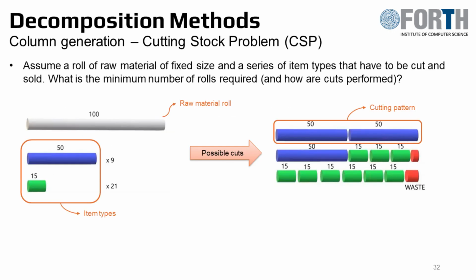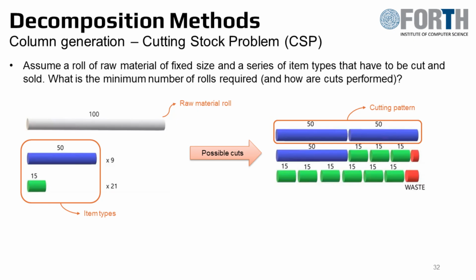Next, we will see a classical application of column generation, the cutting stock problem. Suppose we have a raw material roll of fixed length L. We are given several item types, each with a specific length and a required demand. The question is, how should we cut the rolls in order to satisfy all demands while minimizing the number of rolls used? Each possible way of cutting a roll defines what we call a cutting pattern.